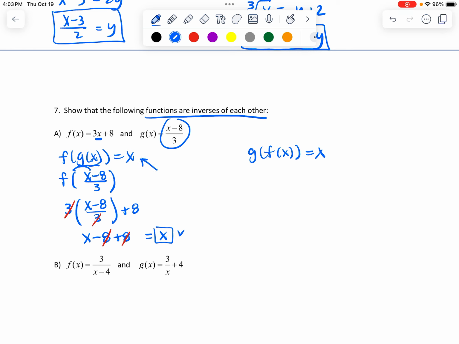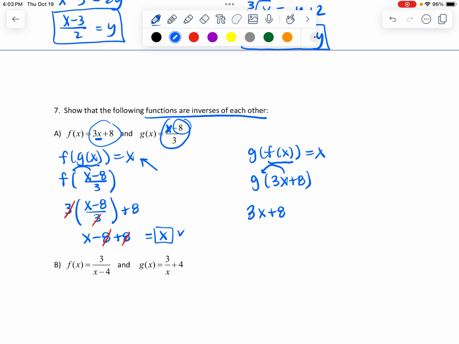All right, let's do it backwards, though, because one way is not enough. Okay, so what is f of x this time? F of x is 3x plus 8. So this is going to be g of 3x plus 8. This just means plug in 3x plus 8 into g. So I'm going to go into this x and replace this x with 3x plus 8, which will give me (3x plus 8 minus 8) over 3.